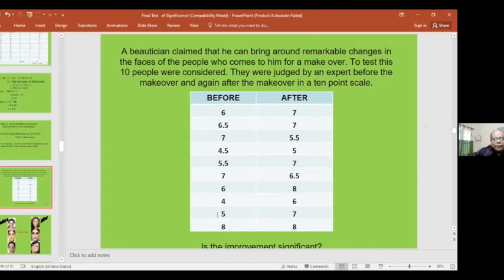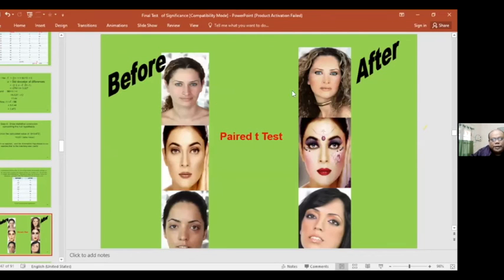The first lady was getting before 6, later 7. 6.5, 7. Then another lady was getting 7, but after 5.5. So this is the score before the makeover and after the makeover. The question is, is there any improvement? Is the improvement significant from this to this?